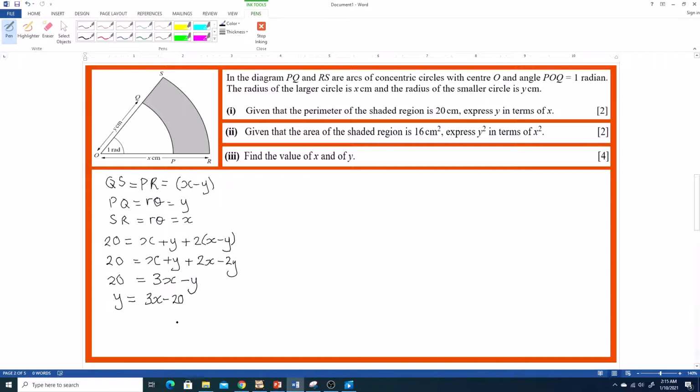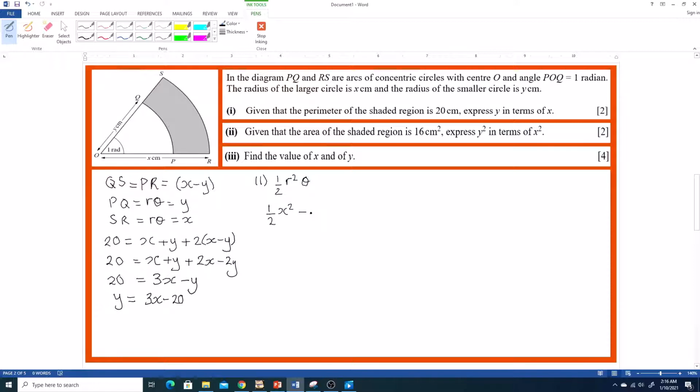The second bit is, given that the area of the shaded region is 16 centimeters squared, express y squared in terms of x squared. So the area of the shaded region is the larger sector minus the smaller sector. So let's just put that there. And the formula for area of a sector is a half r squared theta. So for the first one, I'll take the larger one first. The radius for the larger one is x, so x squared. Theta is 1, so I'll just leave it like that.